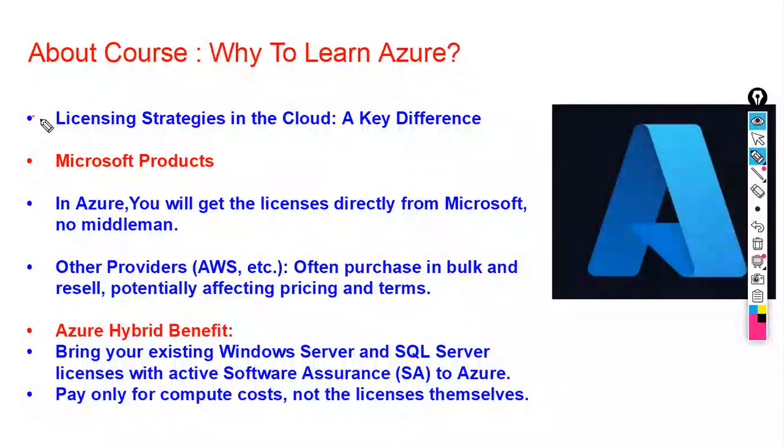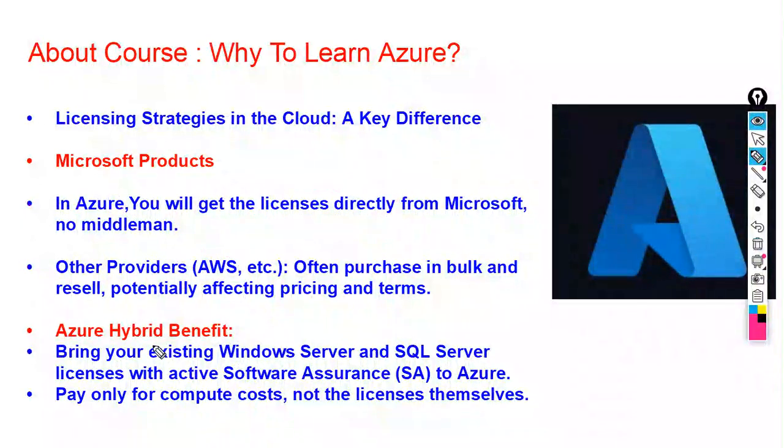Okay, guys, licensing strategy is the key difference here. In Azure you are using Microsoft products, like the Windows Server operating system, SQL Server, etc. So you get the license of the Microsoft product directly from Microsoft or Azure. There is no mediator, you can get the licenses directly from the company. Whereas with other service providers, they get the license from Microsoft and sell it to you, so there will be a price fluctuation in Microsoft products between Azure and other service providers. You will get Microsoft licenses cheaper in Azure.